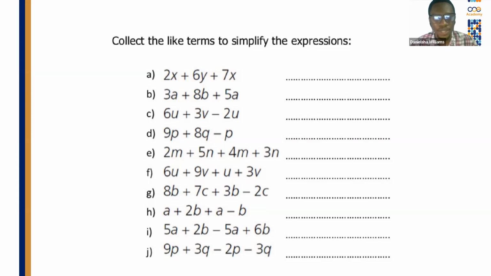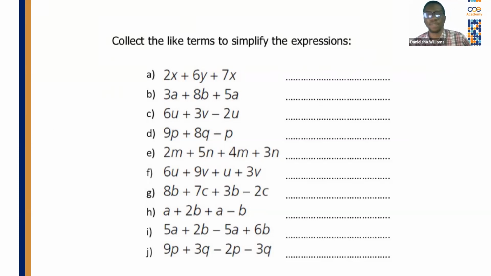Tiana, are you here with us? Yes, sir. So did I give you E, right? I gave you E. Yes, sir. Do you have an answer for it? Yes, sir. It's 6M plus 8N, sir. Okay, that's correct. Great job.